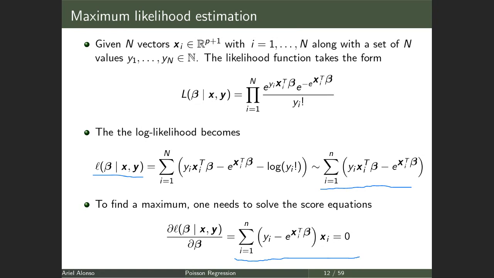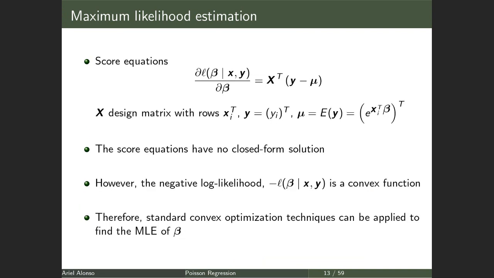So you need to find the values of beta that satisfy this equation. Now you can write this also using matrices. So the score equations are again the transpose of the design matrix times your vector of responses minus the vector of means. And now here the means, of course, are given by the exponent of the linear predictor, because this is a Poisson distribution.